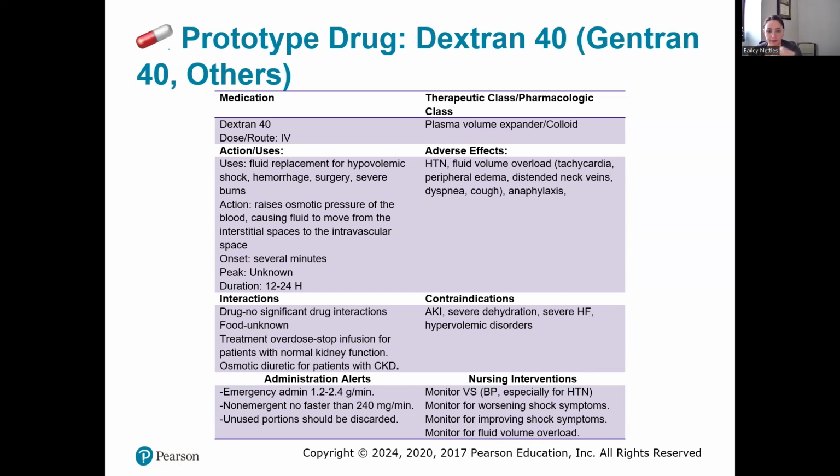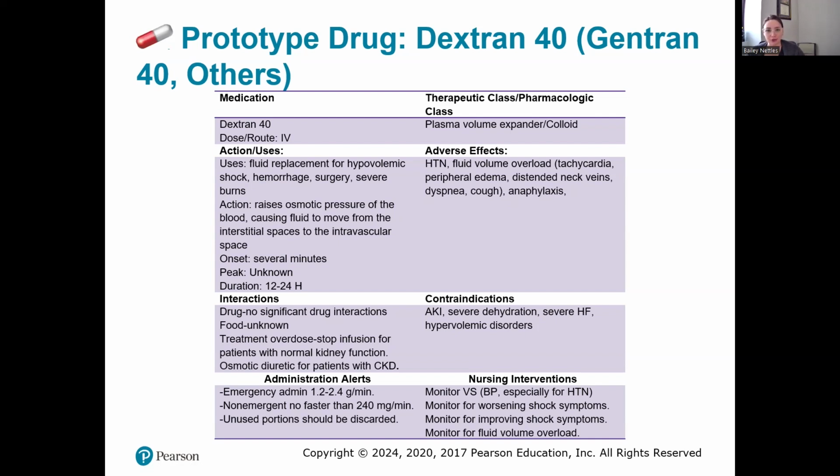There's no specific drug-to-drug interactions, no food interactions, and the treatment, if you have normal kidney function, is to just stop the infusion. So if you start seeing the fluid volume overload symptoms, we stop the infusion and everything will, as I pee it out, it'll fix itself, okay? Now, if I don't have kidneys that work properly, I may need an osmotic diuretic to help, okay, get it out.